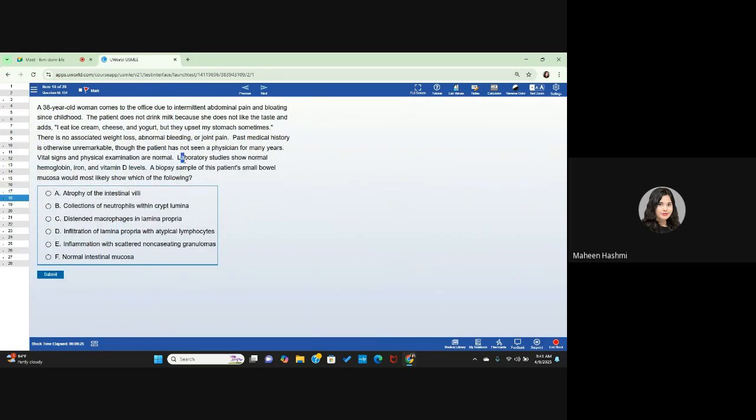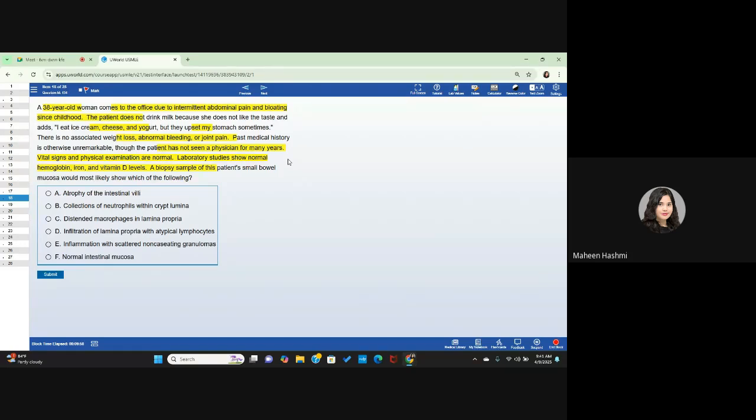Laboratory studies show normal hemoglobin, iron, and vitamin D levels. A biopsy sample of this patient's small bowel mucosa would most likely show which of the following? Okay, so we have a 38-year-old woman who comes to the office due to intermittent abdominal pain and bloating since childhood. The patient does not drink milk because she does not like the taste. She eats ice cream, cheese, and yogurt, but they upset her stomach sometimes. There is no associated weight loss, bleeding, or joint pain. The patient has not seen a physician for many years. Vital signs and physical examination are normal.